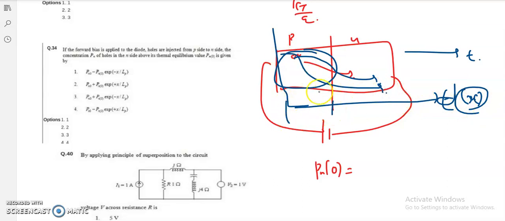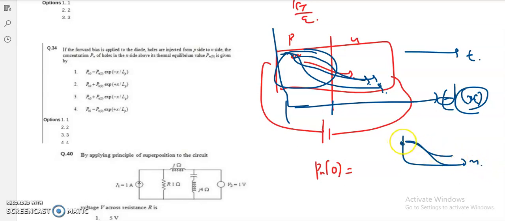Why? Because from here to here it is a p-type, so a huge number of holes will be there, and whenever there is forward bias, this huge number of holes will start moving towards the n side. That means I can draw the graph like this. It decreases. That means if it is moving from p to n, the number of holes will decrease with respect to x. So decreasing with respect to x.